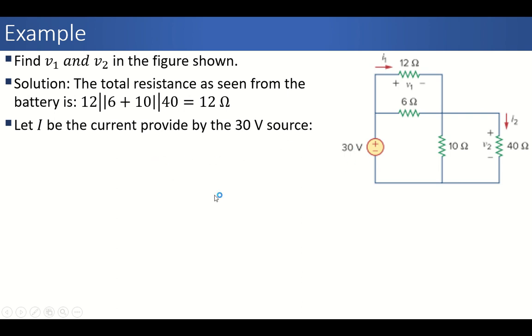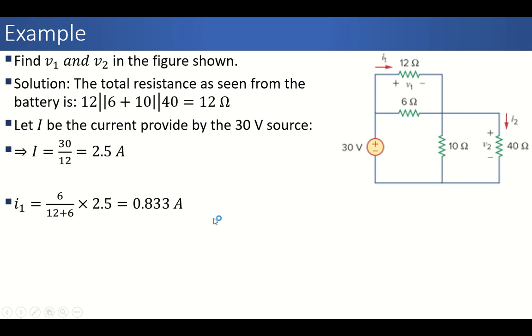So we can find the total current that is provided by the 30 volt source. That will be the total voltage divided by the total resistance. So I will be equal to 30 divided by 12, so 2.5 amperes. This is the total current in the main branch of the circuit. Obviously this current will be divided between the 6 ohm and 12 ohm resistances, so we can use the current divider rule. For I1 we have to use the opposite resistance. So 6 divided by 6 plus 12 multiplied by 2.5. This will be 0.833 amperes.